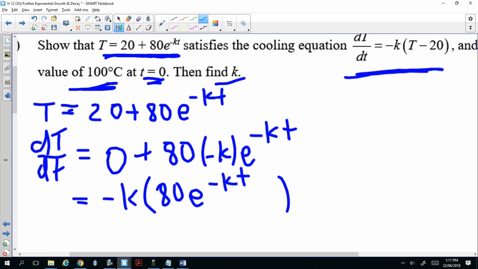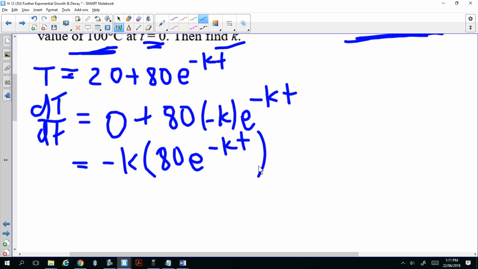So pull the k out. And then you can see that I could write this as this. I could add an extra term. I'm going to add a 20 and subtract 20 at the same time. That will keep the expression balanced, like this.